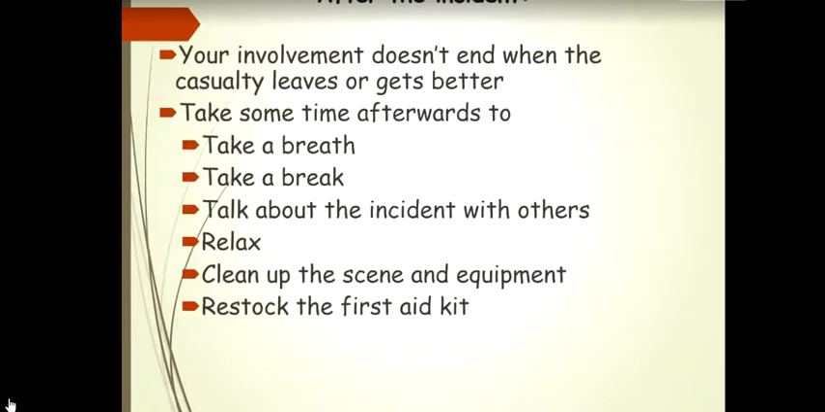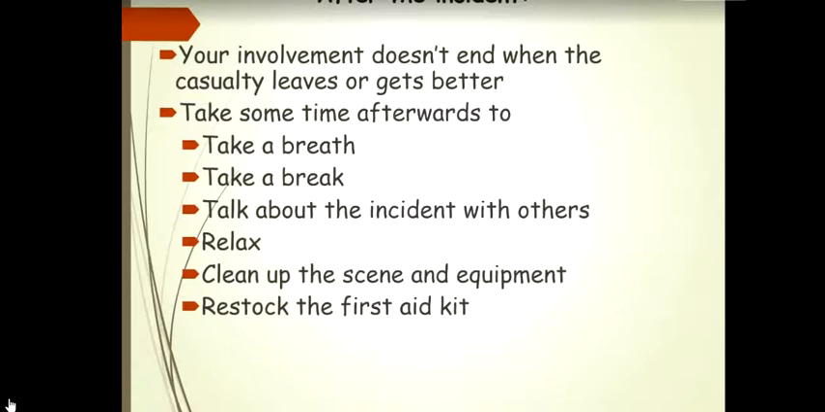Hence, this brings me to this. After an incident, an emergency situation, a life-threatening situation, please note that your involvement does not end when the casualty or our student leaves or gets better or goes to the hospital. Please take some time afterwards to take a breath, take a break, talk about the incident with others, relax. Clean up the scene and equipment.